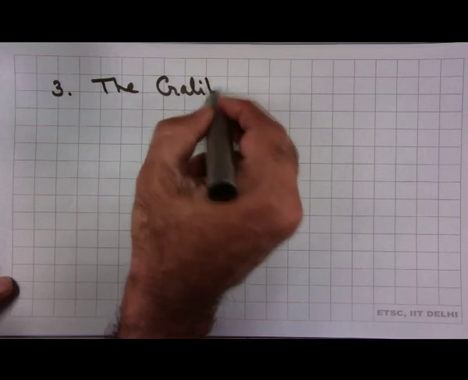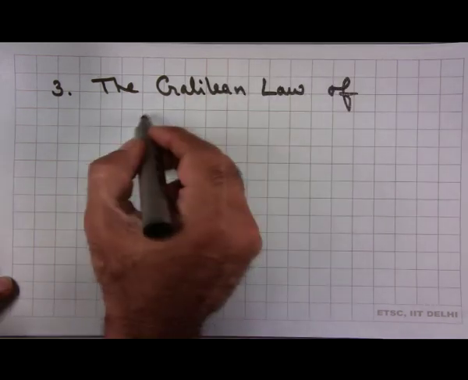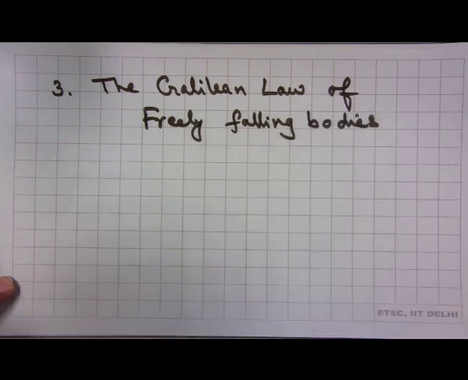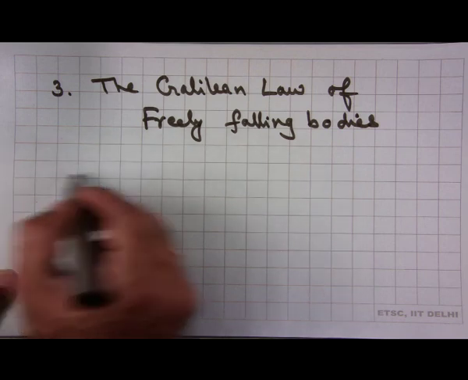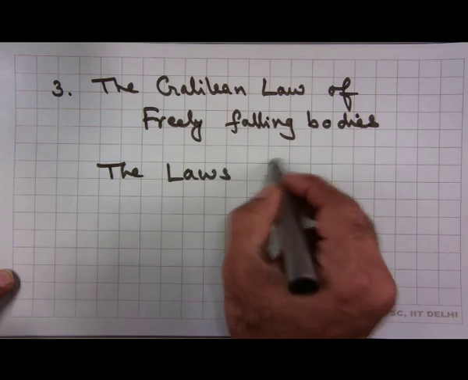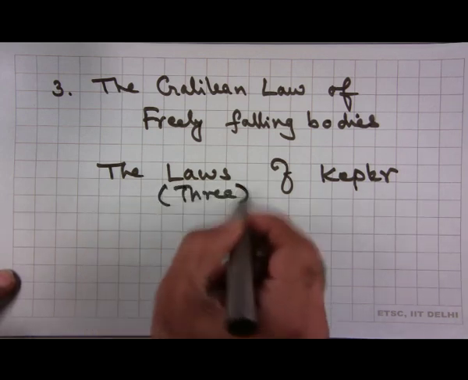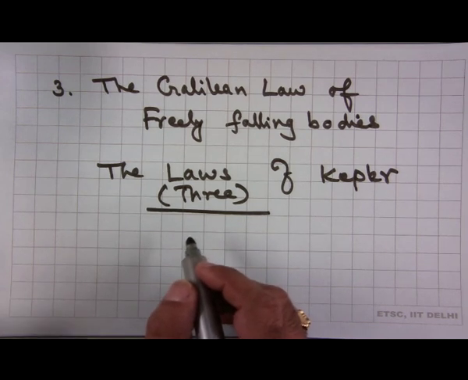The third concept that we used, or rather the fact that we used, was the Galilean law of freely falling bodies. Okay? And finally, we combined them with the laws of Kepler. So how many laws were there? 3 laws. So the first law was, of course, the planetary orbit, which we replaced by the circular orbit. Then we looked at equal areas traversing equal intervals of time. And the third one, which is very, very important, was a relation between the period and the radius of a planetary orbit, which is essentially T squared by r cubed is a constant.